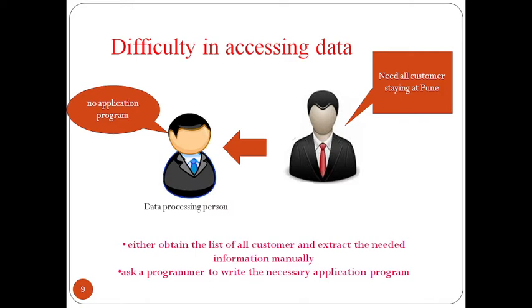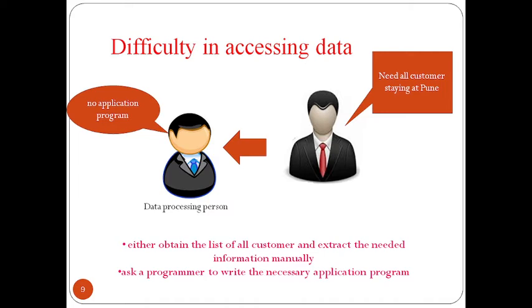He will just go to every customer manually, one by one, and identify who is staying in Pune and who is not staying in Pune, generate one list, and hand it over to the manager. Another way is to ask a programmer to write the necessary application program. Then by using that application, he will identify the customers who are staying in Pune, and whatever data is retrieved is given to the manager.